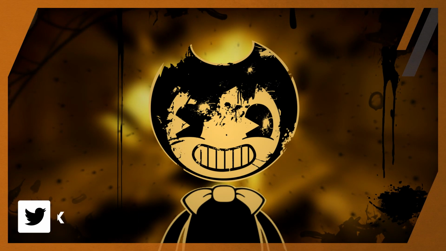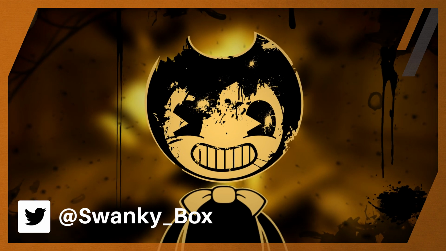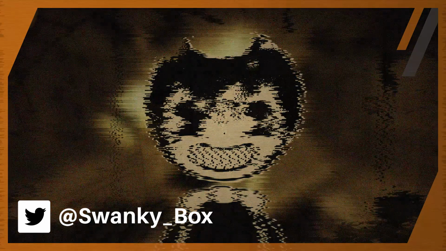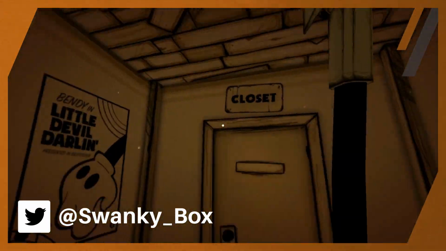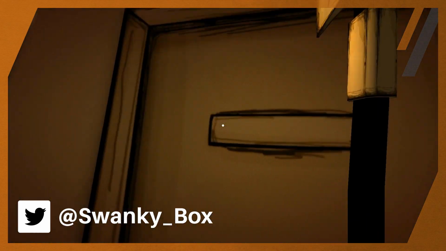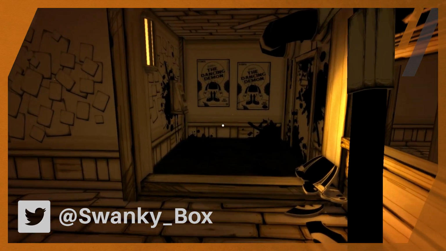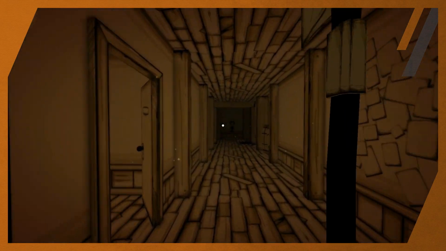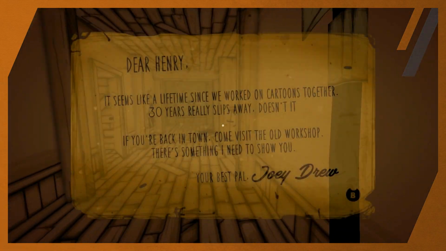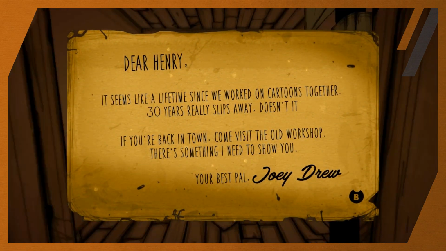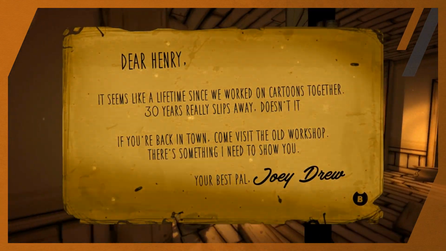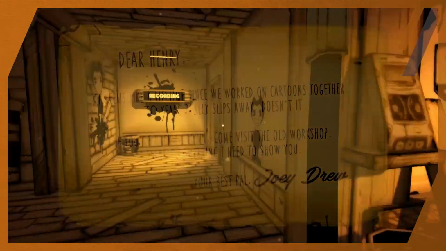Bendy and the Ink Machine is a series that has definitely made a name for itself in the indie horror scene. Within the game, you assume the role of Henry, an artist who has long since departed from his old job of being an animator. After 30 years, he comes back to the original studio he worked for because his old friend, Joey Drew, had sent him a letter. There was something he needed to show Henry, and Henry heeds his call.